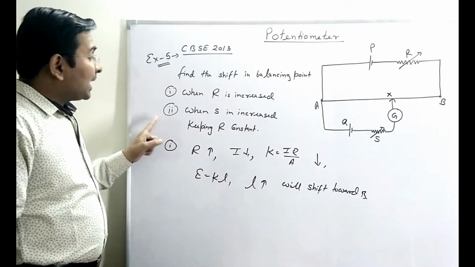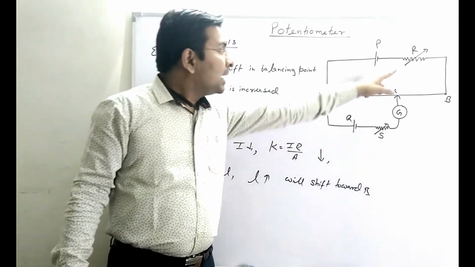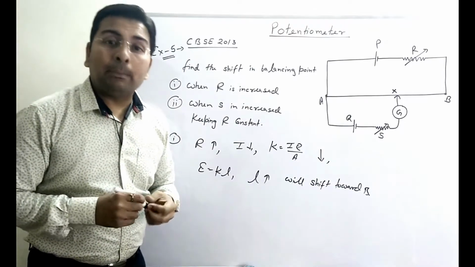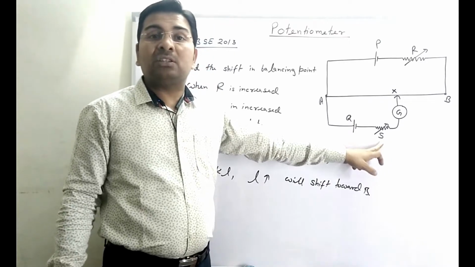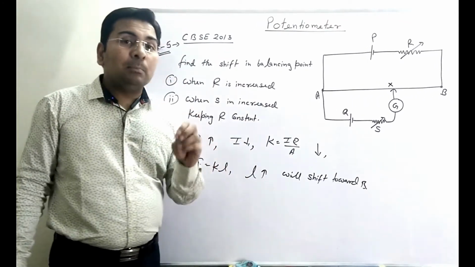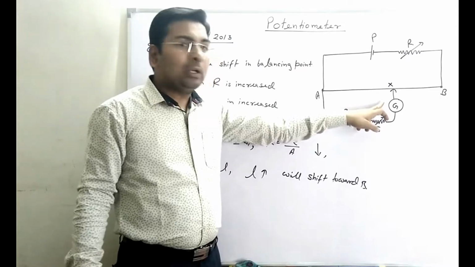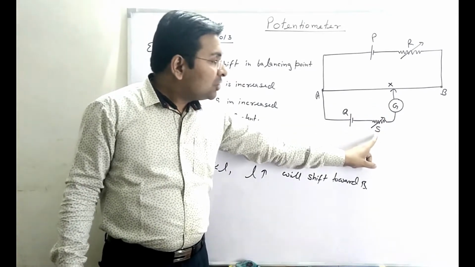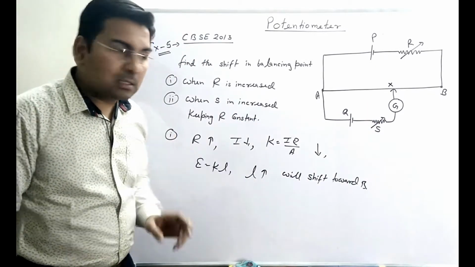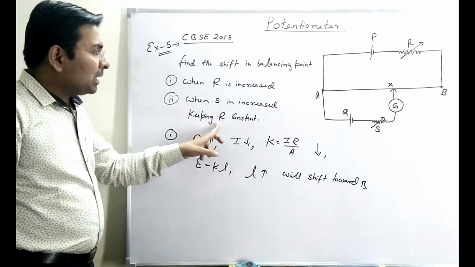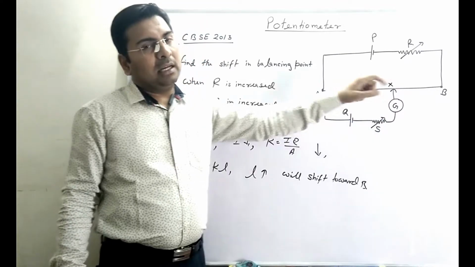Fine. Now the second one: when S is increased, we vary S, keeping R constant. Remember this thing, S is known as shunt resistance. It is used in the circuit simply for safety measures, to ensure less current flows through the galvanometer. So by changing the value of S, keeping R constant, there will be no change in the balancing length or null point length. It will remain the same.